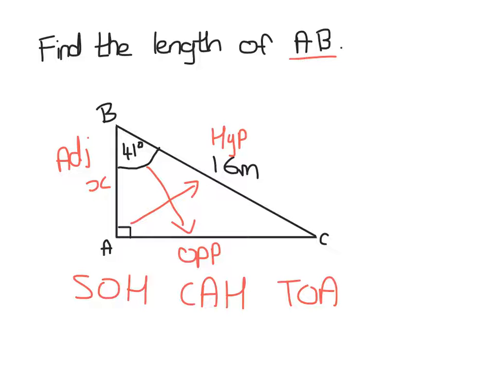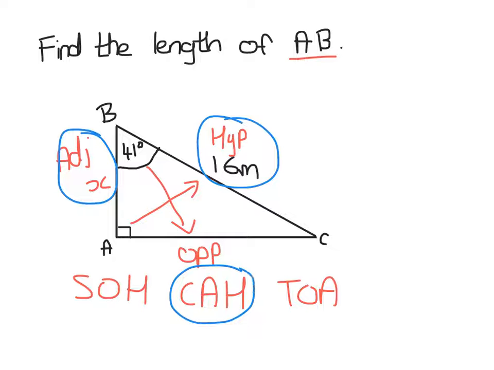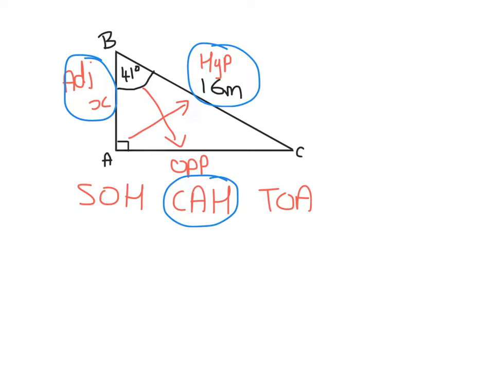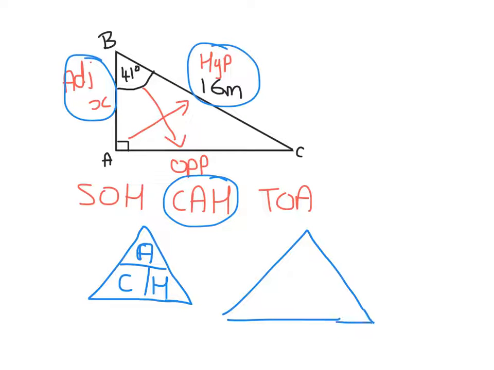Now, two of these sides contain information, and that's how we know if we're using SOH, CAH, or TOA. The hypotenuse has got information, and so has the adjacent. That's got the X on. So the hypotenuse and the adjacent mean that we're using cos or cosine. We draw out the little triangle that goes with it. And then we draw the triangle in a bigger version and we substitute in the values.